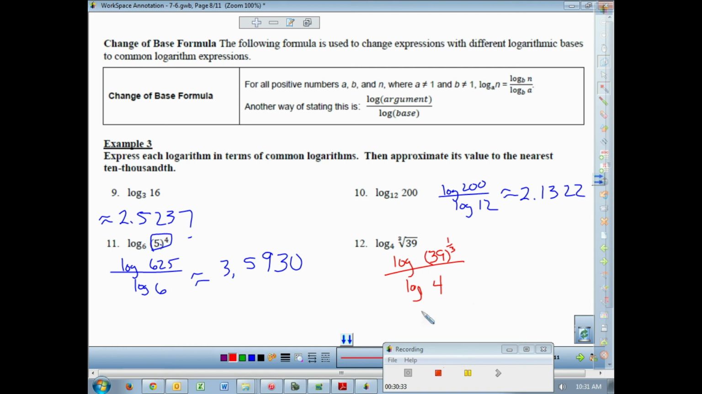But here's the problem. Isn't the entire argument this? Right? That has to go in parentheses. So punch it in and see what you get. I hope you get 0.8809.